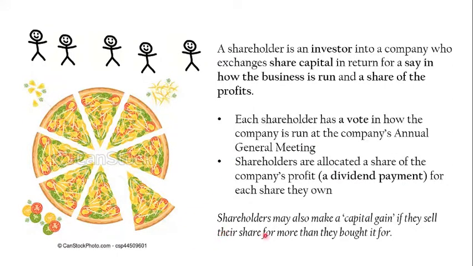A final point, shareholders might also make a capital gain. Let's say I buy all of my shares in the company for £10 each, and then the company starts to be successful. People look at the company and think, oh, I could earn lots of money through dividends here. I really want some of those shares. That drives up the demand for shares, and people are prepared to pay more than £10 a share to buy my shares off me. So I might also make a capital gain if I sell my share for more than I bought it for. But essentially, a shareholder is an investor into a company. They exchange money for a vote in how the company's run and a share of the profits.